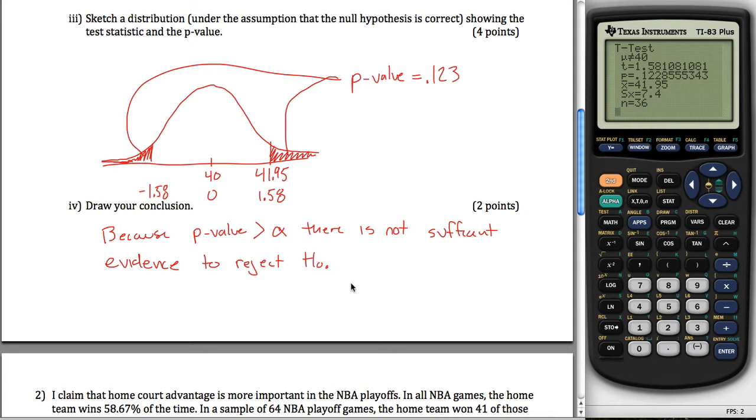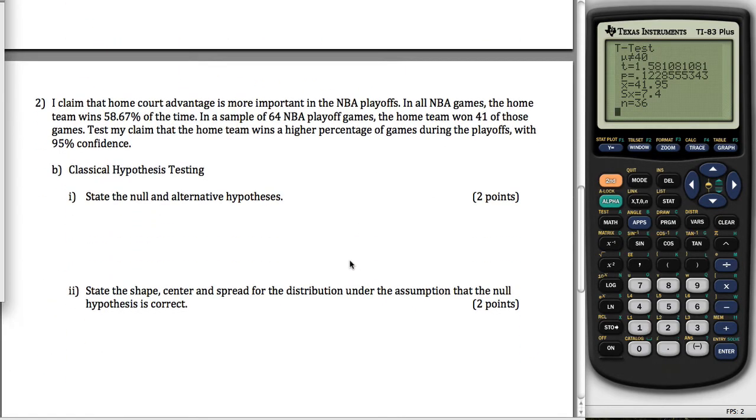So I'm not saying that the null hypothesis is correct. I'm just saying there's not enough info to say that it's incorrect. Because the p-value is greater than alpha, there is not sufficient evidence to reject the null hypothesis. That's the end of this test. Move on to the second problem.